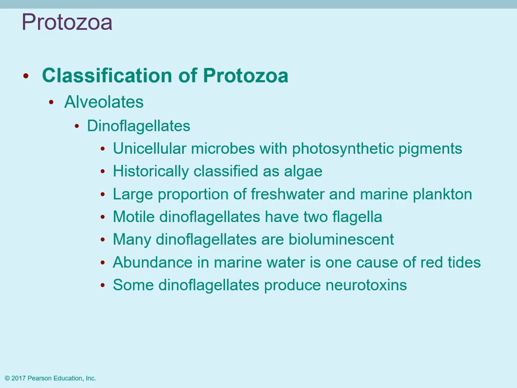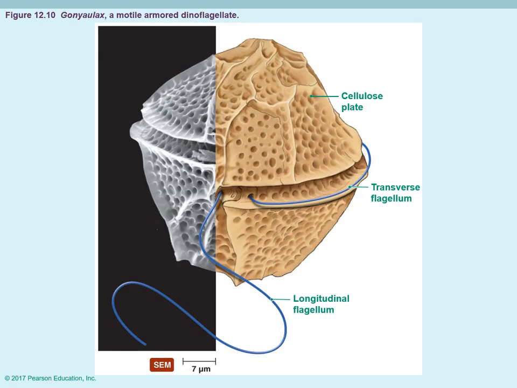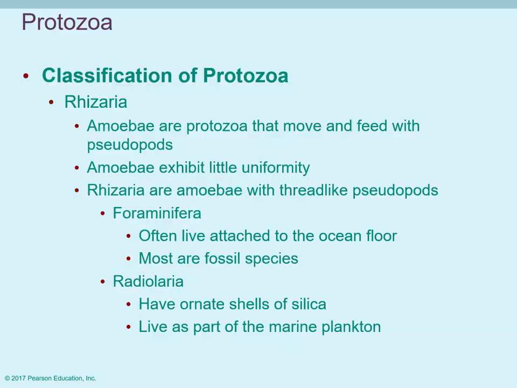Now, some of them can be the cause of red tides, which is not going to be a good thing because that's going to deplete oxygen levels in the water. And also, some of them do produce neurotoxins, which opens up another whole issue of things to have to deal with. So this is showing an example of one type of dinoflagellate, complex structure on it. And you can see it does have flagella on it.